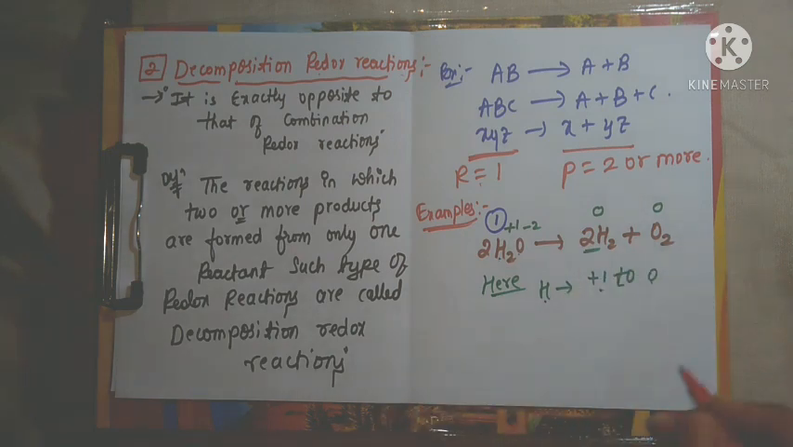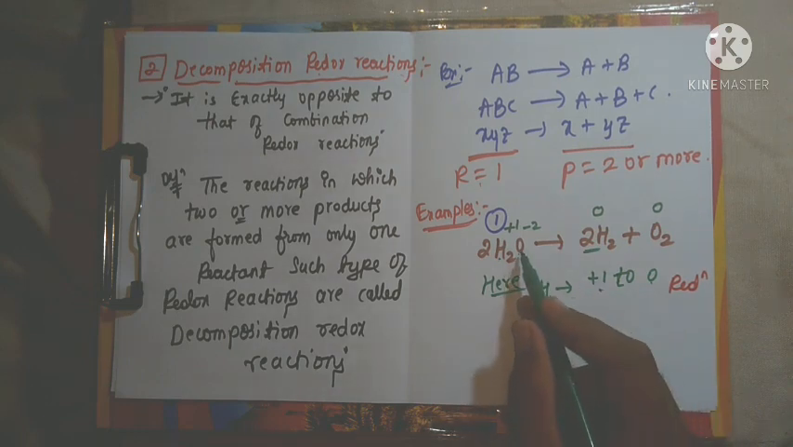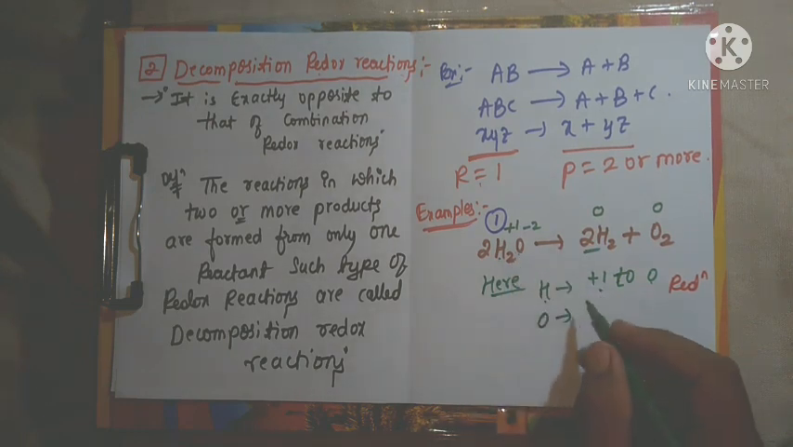Therefore it is called as what? Reduction. Oxidation number decreases means that is called as what? Reduction. Now for oxygen, if you check the oxidation number of oxygen in the reactant, it is -2.